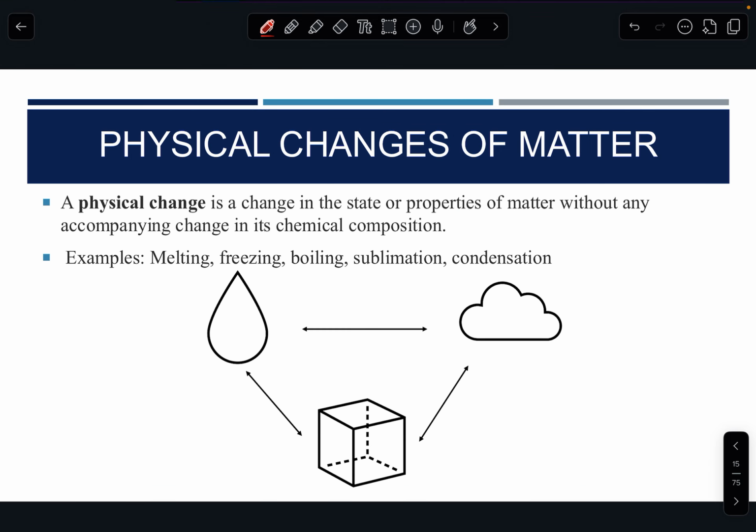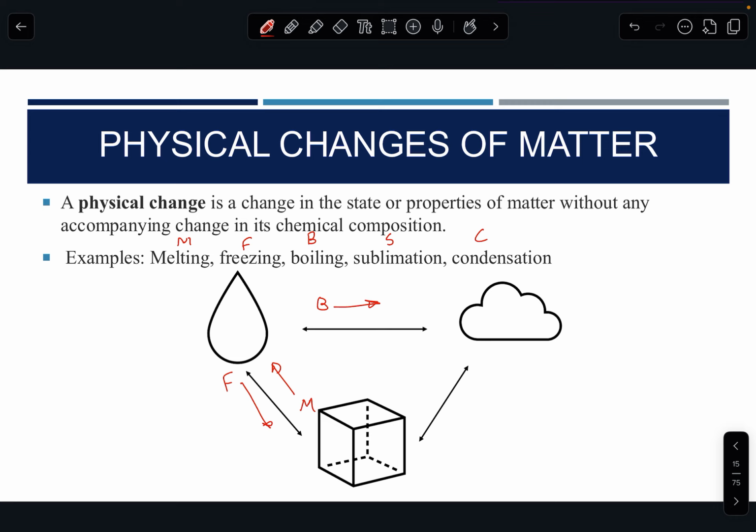When we're talking about physical changes of matter, one of the easiest ones to talk about is the difference between melting, freezing, boiling, and sublimation. And so if I put an M, an F, a B, an S, and a C, then we can talk about how this changes. So melting, going from a solid to a liquid, that would be an M. Freezing is the opposite of that. That's an F. Boiling is going to be when you take a liquid and turn it into a gas, so that would be a B.